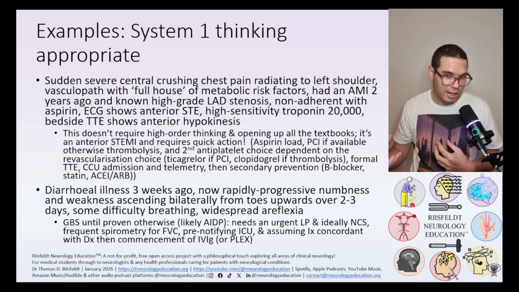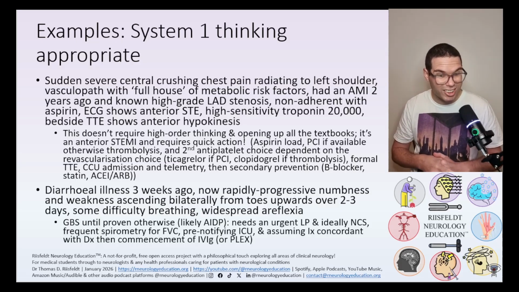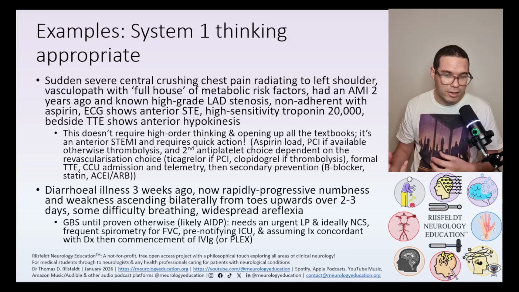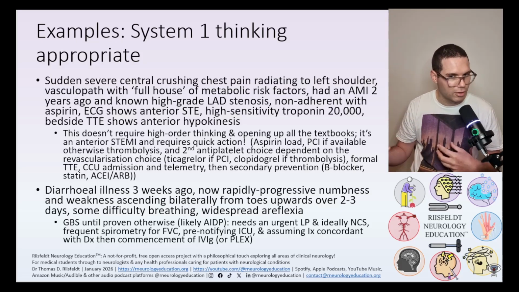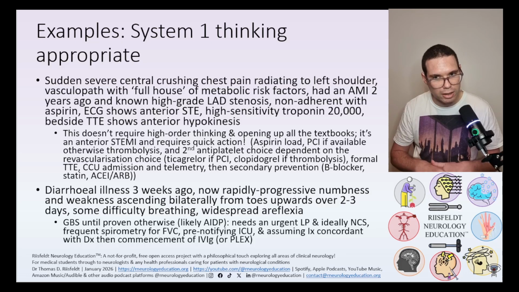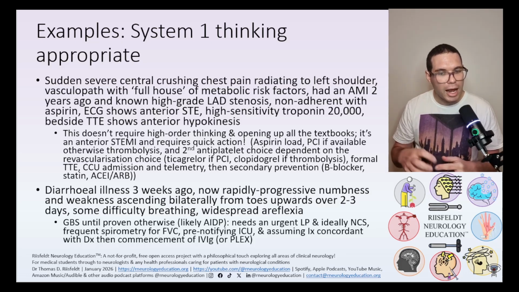And so this patient clearly needs an urgent lumbar puncture to look for an elevated protein and albuminocytologic dissociation, ideally nerve conduction studies if you have access to them. They need frequent spirometry for forced vital capacity monitoring. You need to pre-notify the intensive care unit in case the patient needs to go to ICU for pulmonary intervention, mechanical ventilation, and the like.